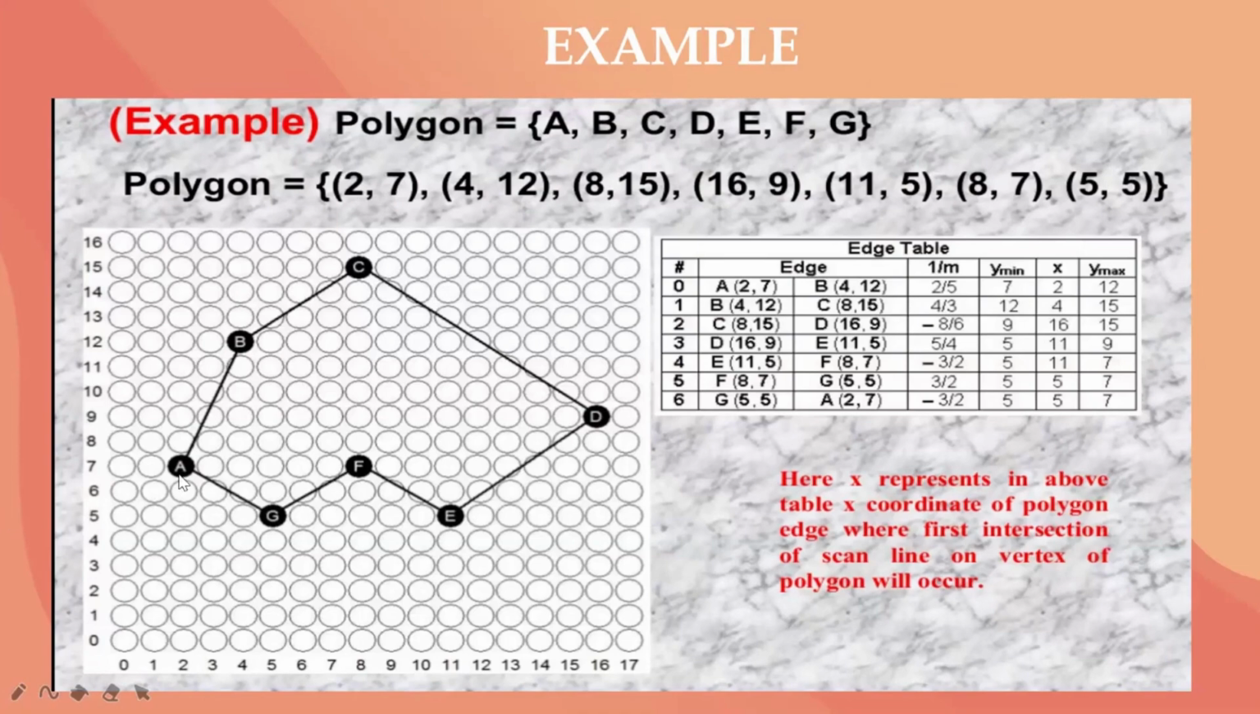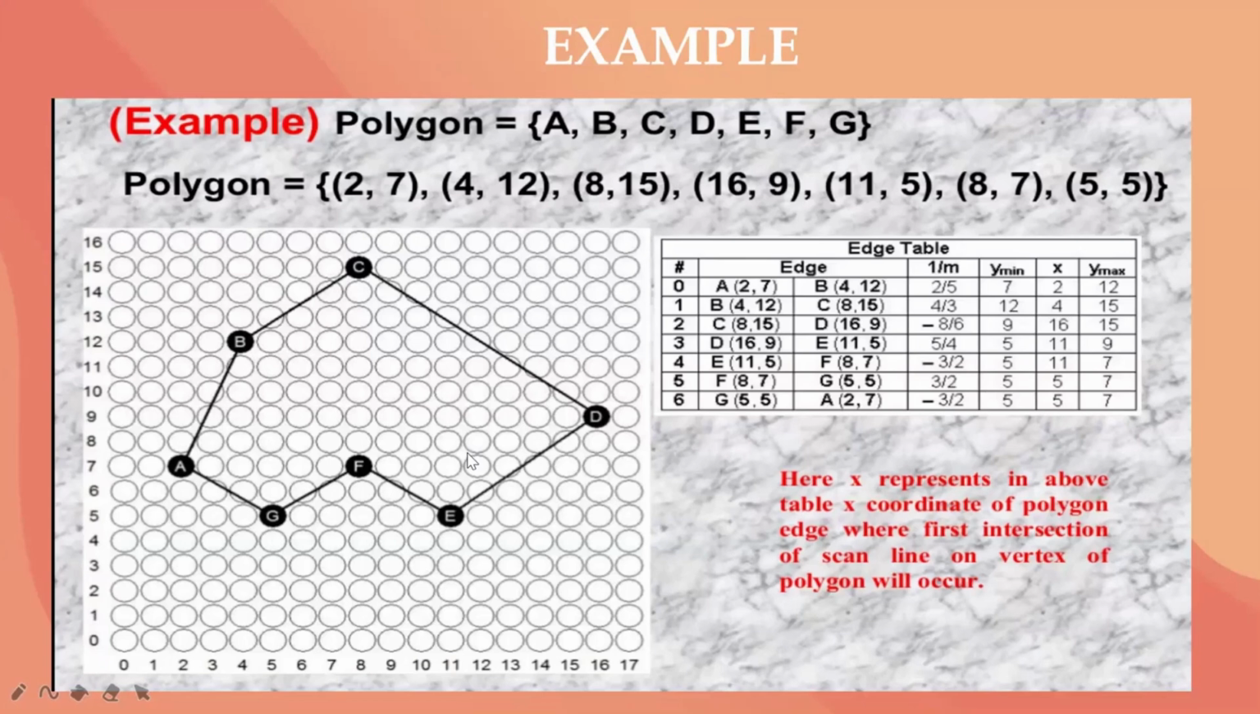Now let me place it here. A is here, so 2 and 7. You can see the vertex point is A (2, 7). Next is your B coordinate value, which is 4 comma 12. So here you can see 4 then 12. Like that you are going to place all the values on your graph paper.